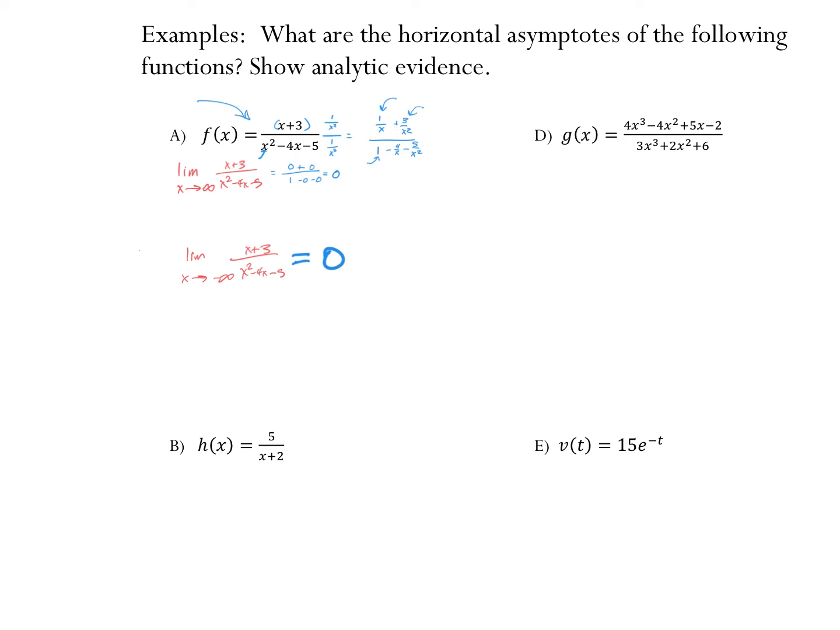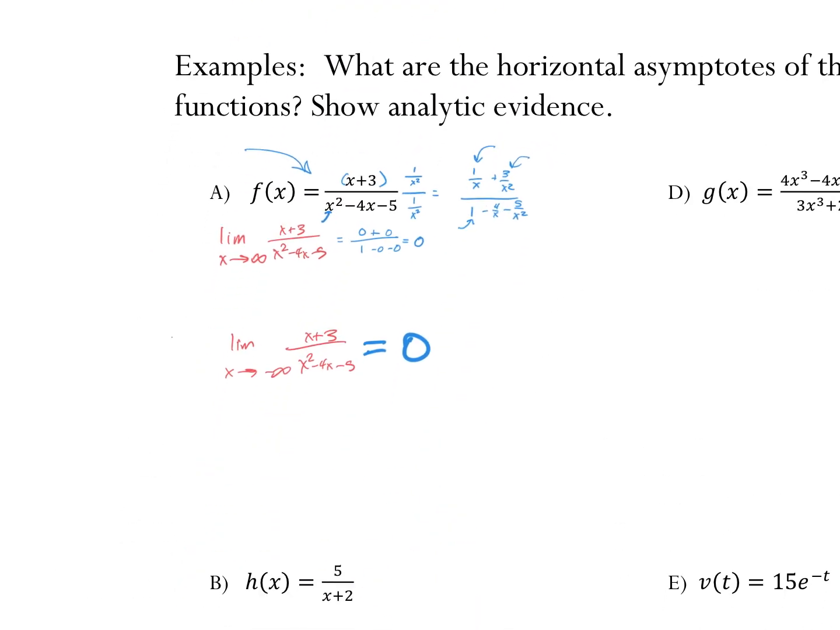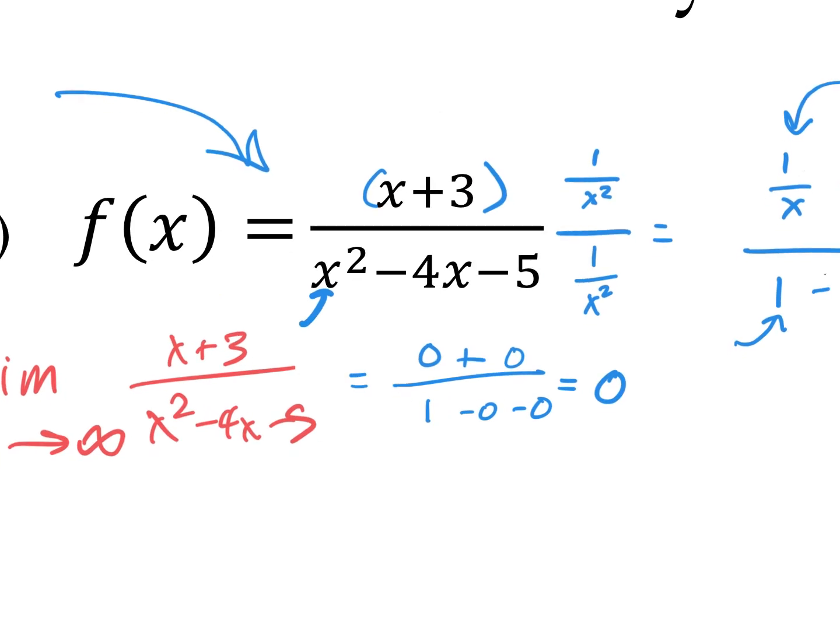Yes? Why did we multiply by 1 over x squared? We wanted to get a bunch of pieces that look like this, because I can plug infinity into this and call it 0. I can't plug infinity into the top and into the bottom, because I don't know the value of doing that.